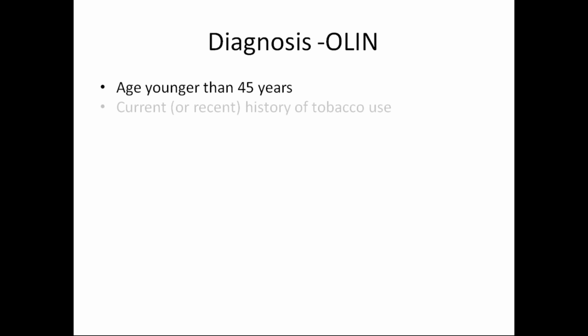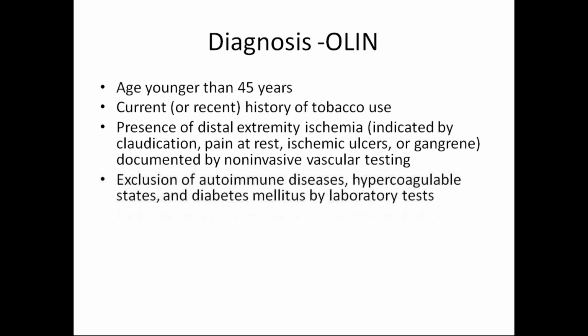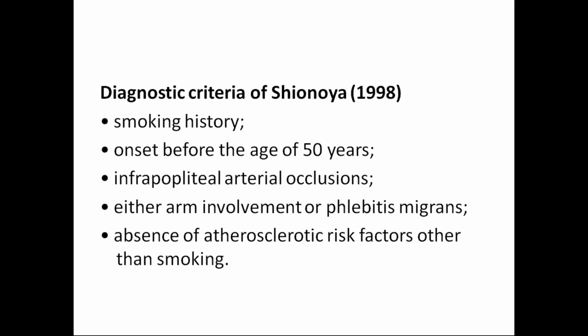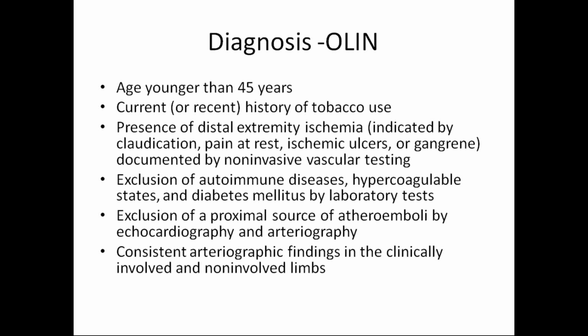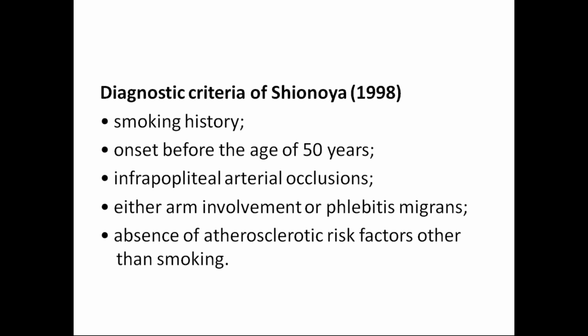So how do you diagnose? There is something called Shionoya criteria, from 1998. The person should 100% have tobacco exposure. These are the things: age younger than 45, onset before 50, smoking, infrapopliteal arterial occlusion, either arm involvement or phlebitis migrans, absence of risk factors for atherosclerosis other than smoking. So these are the criteria of Shionoya. I think 3 or more are required to diagnose Buerger's disease.